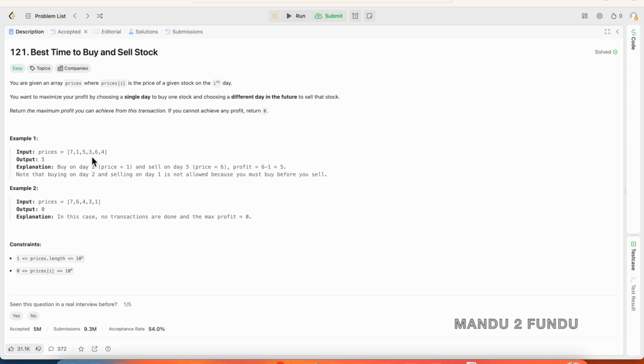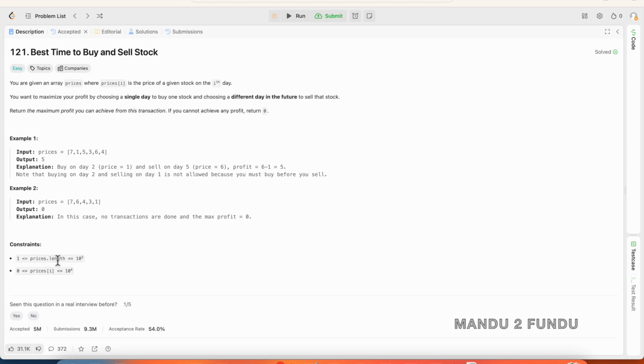On the fourth day, it is still higher than the purchase price, but the profit we can make from this transaction is not higher than the previous profit we made, so we will not update the maximum profit. But next, 6 minus 1, which is 5, is greater than the previously computed profit, so we can get a maximum profit if we buy on the second day and sell on the fifth day. So that's why the output is 5.